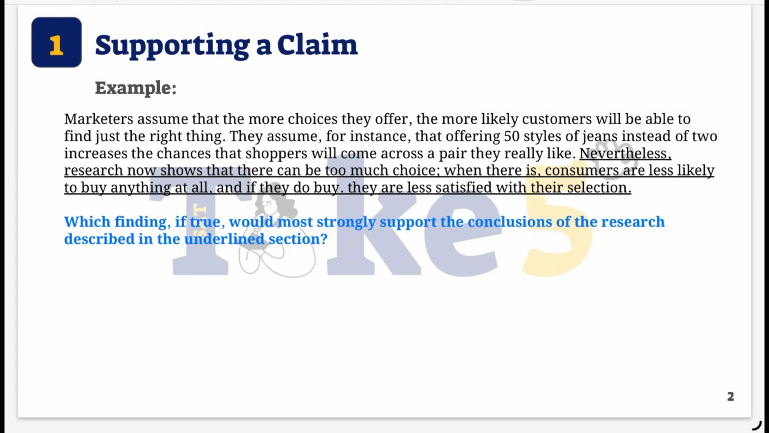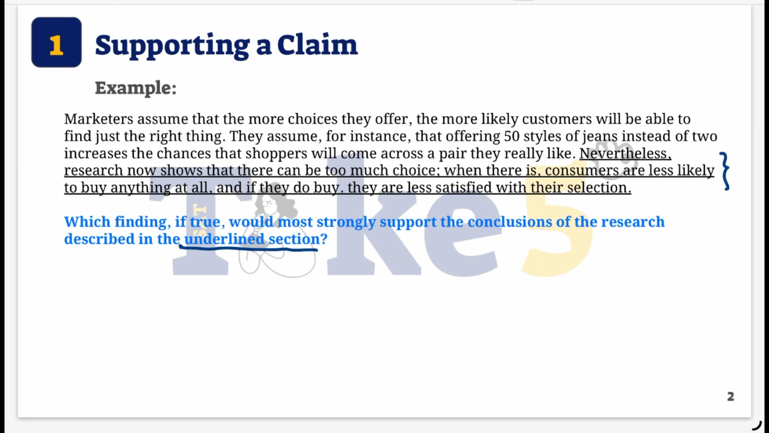A command of textual evidence question can either ask you to support or undermine the conclusion. The first example asks for support. In this case, they even tell you the conclusion directly in the underlined portion. In other cases, you might have to read the entire passage to get the conclusion on your own.